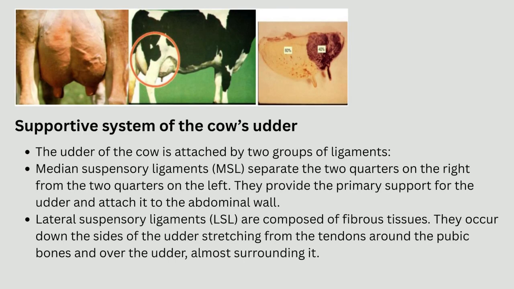Supportive system of the cow's udder. The udder of the cow is attached by 2 groups of ligaments. Median suspensory ligaments, MSL, separate the 2 quarters on the right from the 2 quarters on the left. They provide the primary support for the udder and attach it to the abdominal wall. Lateral suspensory ligaments, LSL, are composed of fibrous tissues. They occur down the sides of the udder, stretching from the tendons around the pubic bones and over the udder, almost surrounding it.